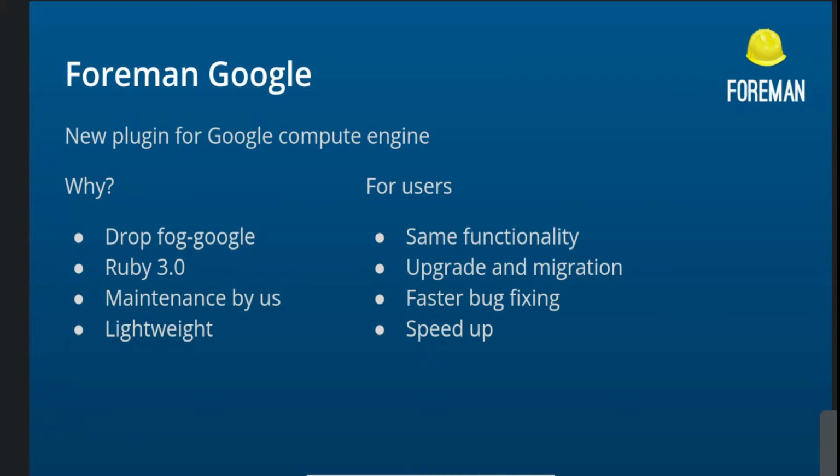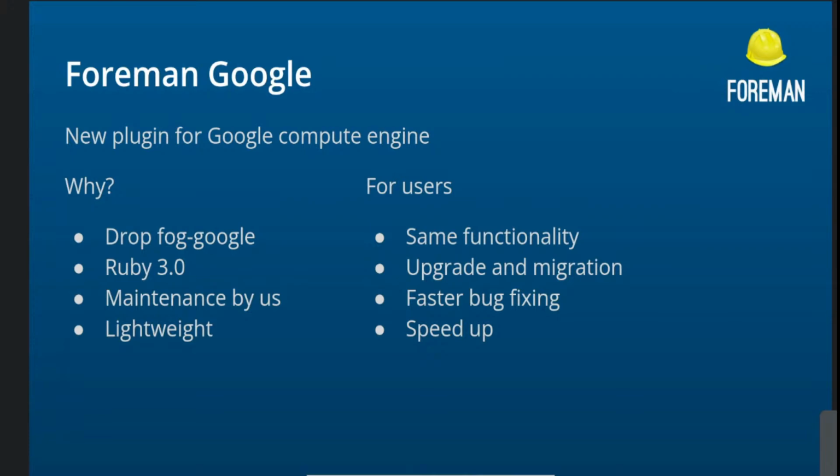Also, there was one issue with ForemanGoogle. Well, I don't want to say issue, but it was implementing basically all the features that were available in the Google API, which means there was a lot of code and a lot of rubbish that we actually don't need in the Foreman because we do not support all of the stuff that Google provides. So with the new plugin, there will be less code and it will be more lightweight. So what does it mean for the users?